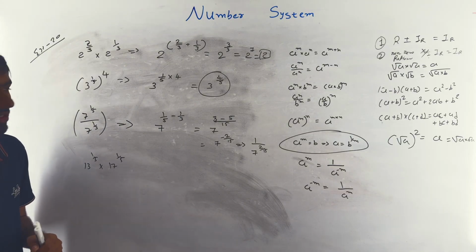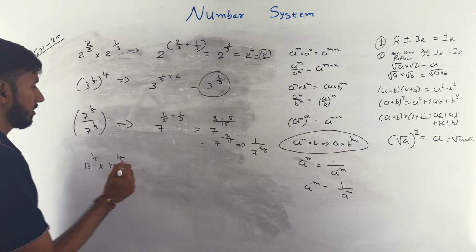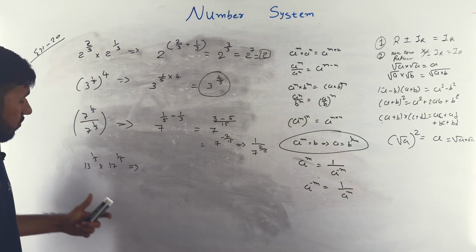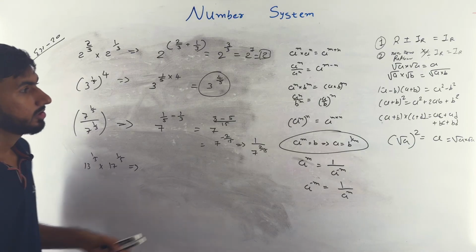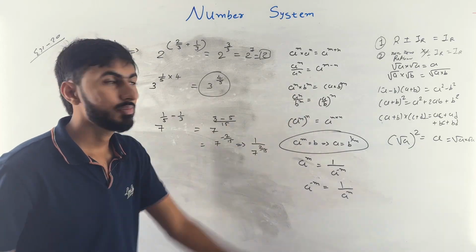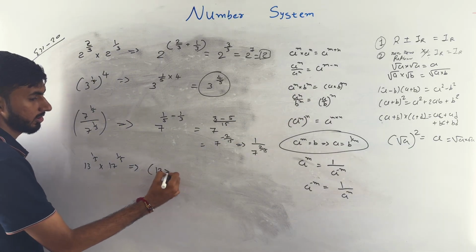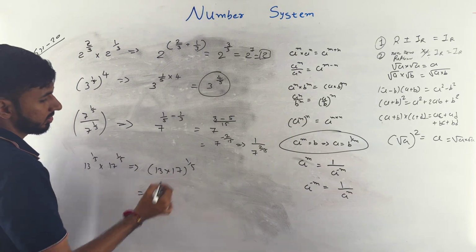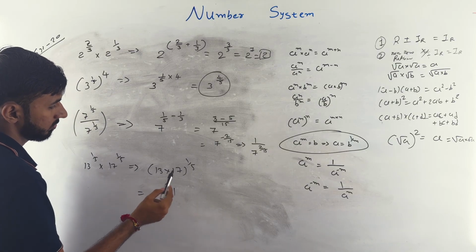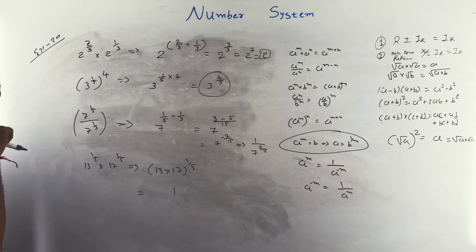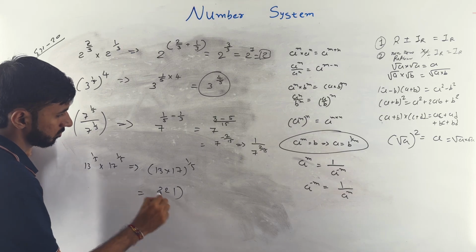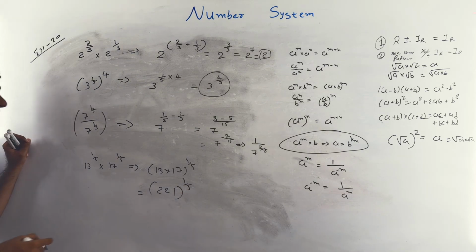Very easy, right? Now here we have the fifth question, that is 13 power 1 by 5 multiply 17 power 1 by 5. Here we have different bases but the same power. It is of the type a power m multiply b power m. So we will just multiply the bases, that is 13 multiply 17, and keep the power the same. 13 multiply 17, what will be the answer? 221, power 1 by 5. So it will be your answer, right?